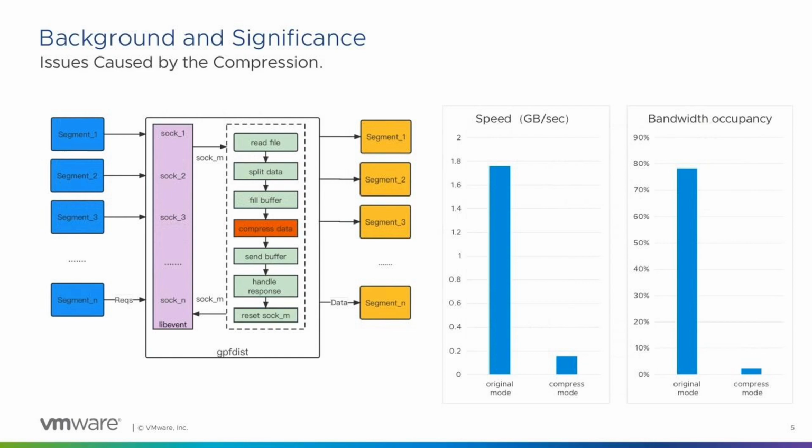So we came up with the idea of saving bandwidth by transmitting compressed data, but it also brought significant performance issues. Through testing, we found that the transmission speed was greatly reduced compared to the original mode due to the addition of compression tasks. Although it saved a lot of bandwidth, the performance loss was unacceptable.